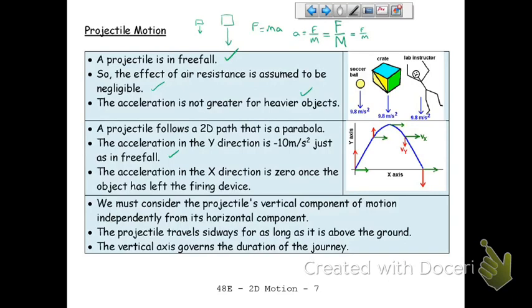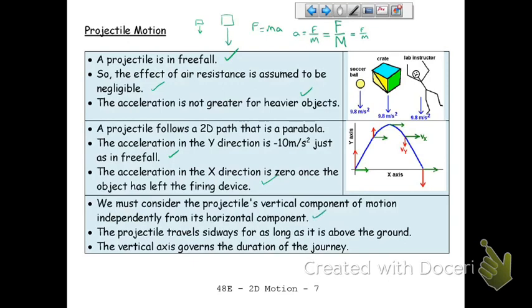Yeah, in the cannon you might have been kicked out sideways, but we can't talk about inside the cannon. That's not a projectile. It's a projectile when it's out of the cannon before it hits the ground or the water. So there's no sideways force. There's just inertia that's making you go sideways. And the acceleration in the x-axis is 0 because you've left the firing device. We must consider a projectile's vertical component of motion independent from its horizontal component.